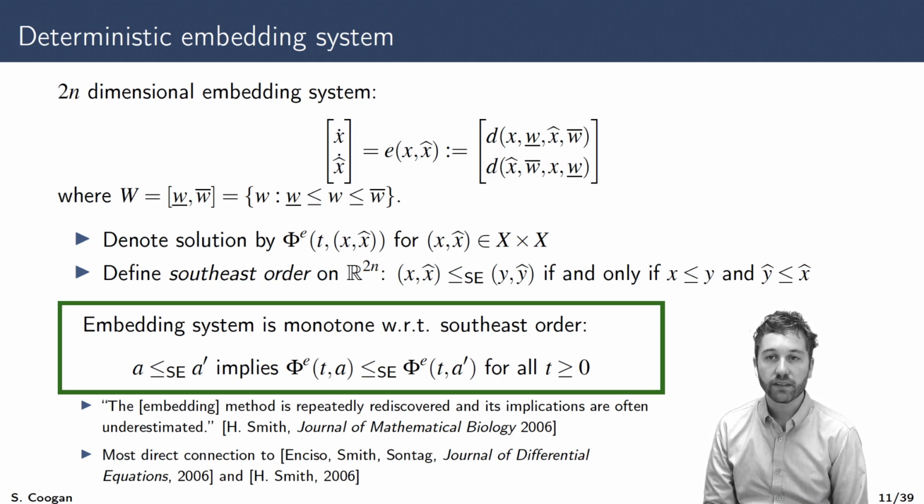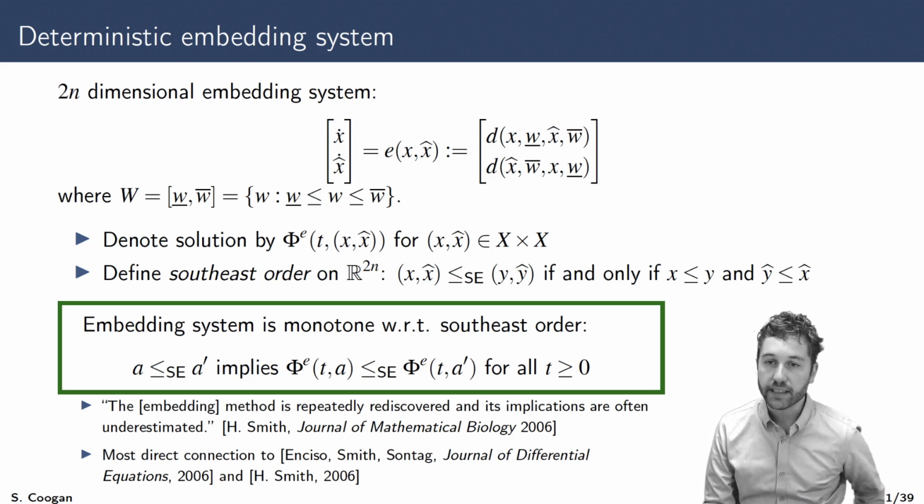Note in particular that no disturbance remains as an input in the final vector field E because we have substituted the extreme possible values of the disturbance set W. We denote the solution for this embedding system at some time t from an initial point x hat using capital phi E. To state the main monotonicity property of this embedding system, we define a particular southeast partial order on a 2n dimensional state space as follows.